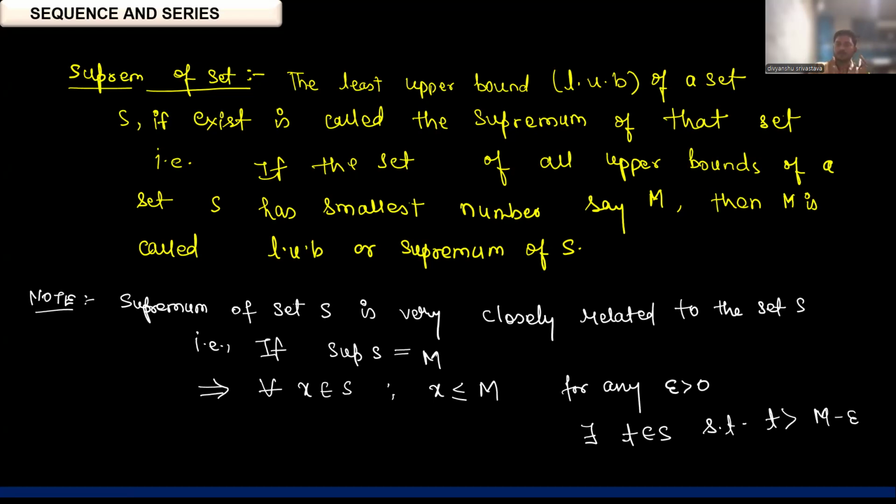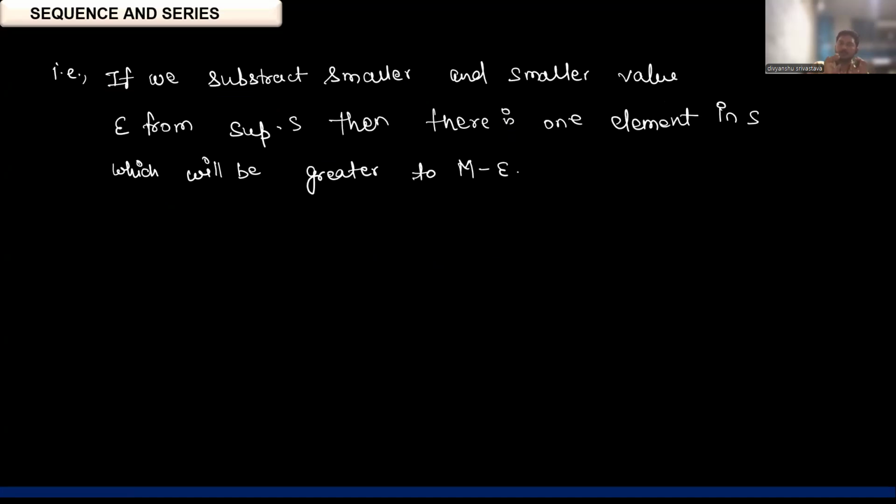So, closely related to the given set, if the supremum of S is equal to capital M, then for all x belongs to S, x is less than or equal to capital M, and for any epsilon greater than 0, there exists t belongs to S such that t is greater than M minus epsilon. So if we subtract a smaller and smaller value of epsilon from the supremum of S, then there exists one element in S which will be greater than M minus epsilon. Okay. So next thing is the infimum of a set.